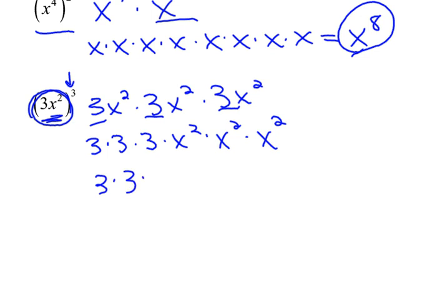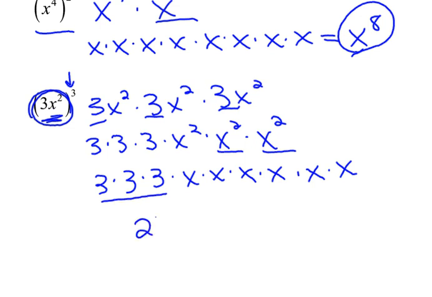We still have 3 times 3 times 3. X squared is x times x. And then we have another x squared, so times x times x. And another x squared, so times x times x. 3 times 3 times 3 is 27. X times x times x times x times x times x is x to the 6th.